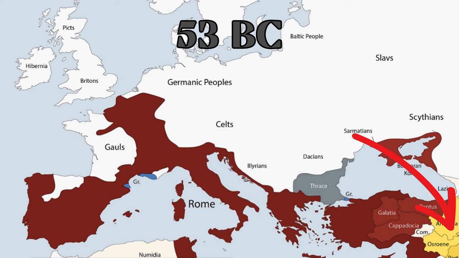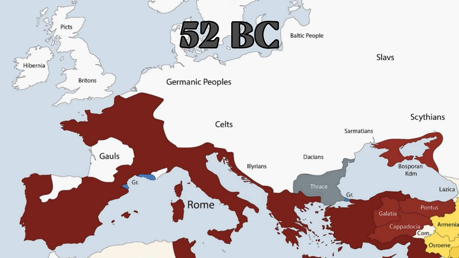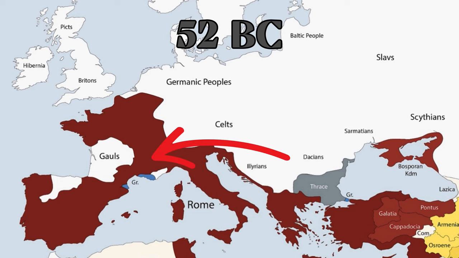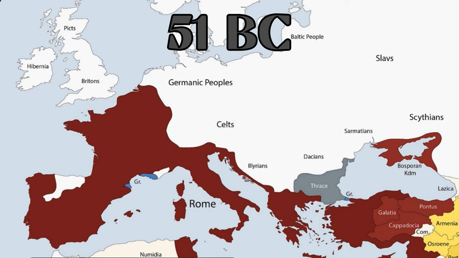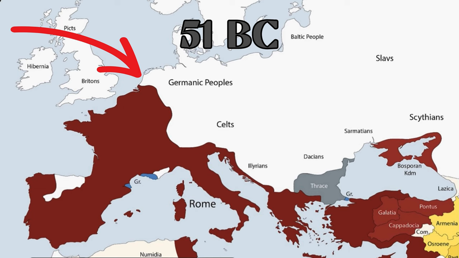53 BC. The Battle of Carrhae took place, in which the Parthians defeated the Roman army, and Marcus Crassus was killed. 52 BC. Caesar defeated the Gauls in the Battle of Alesia, suppressing the Gallic uprising, and the first triumvirate disintegrated.